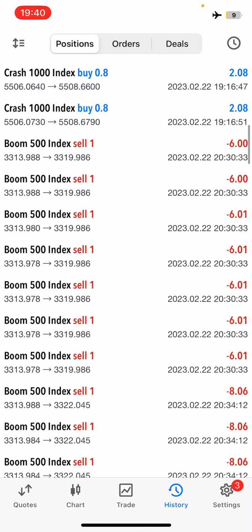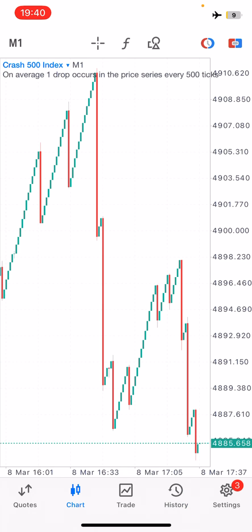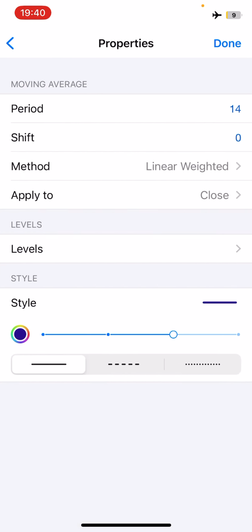I'll share with you guys how I went through all my losses. As you can see, there were quite a lot, but I still trusted my strategy. So I'm going to share with you guys all that within this video. So the first indicator that we're going to add is a moving average. So I'm going to go to moving average, and it is going to be a moving average of period 14.